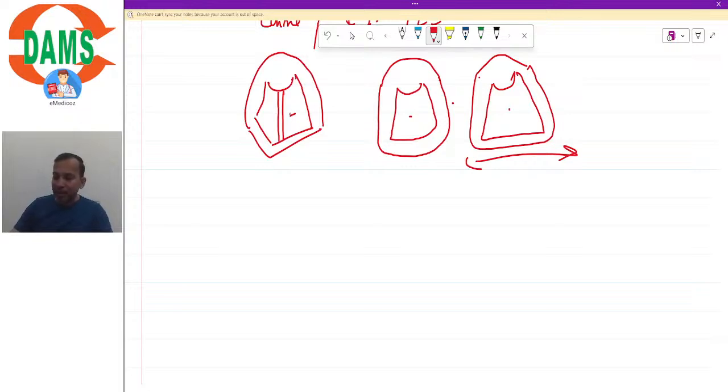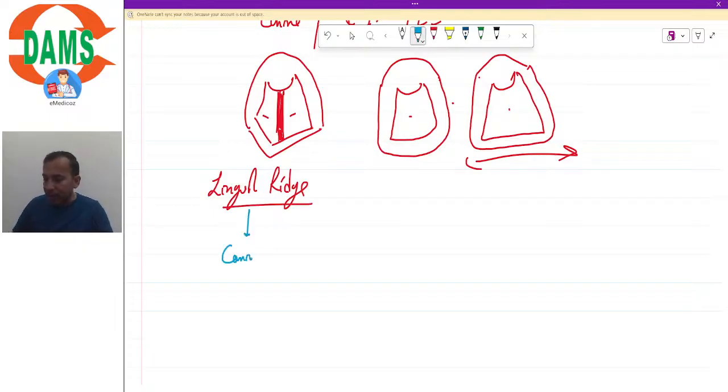It is divided. This is one and this is the second lingual fossa, and it is divided by a ridge which is seen here, isn't it? This ridge. What is this ridge called? It's called lingual ridge, and this lingual ridge is exclusively seen in canines.